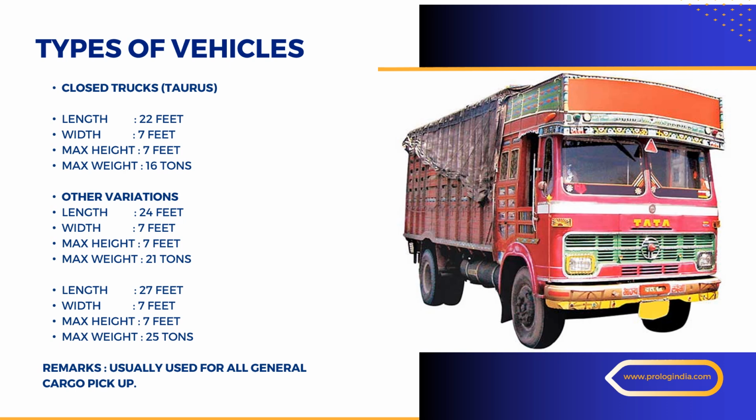I would add, there are other variants also. That is length around 24 feet, width 7 feet, height 7 feet, and maximum weight that you can carry is 21 tons. There's another variant which has a length of 27 feet, width is 7 feet, height is 7 feet again. Maximum weight you can carry is up to 25 tons. Usually, as I said, for general cargo pickup.